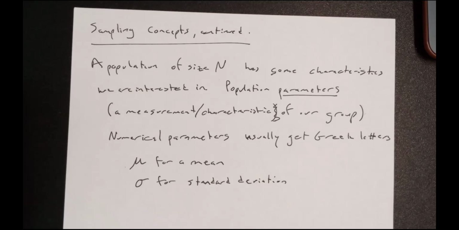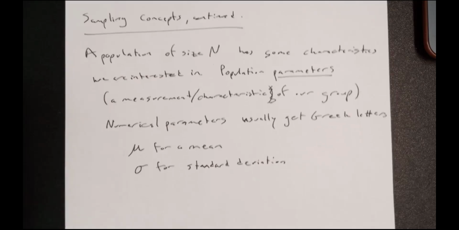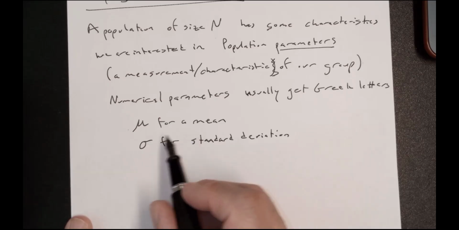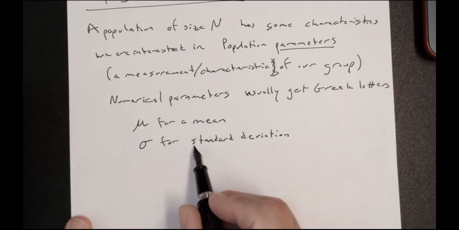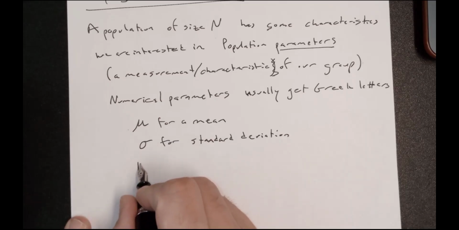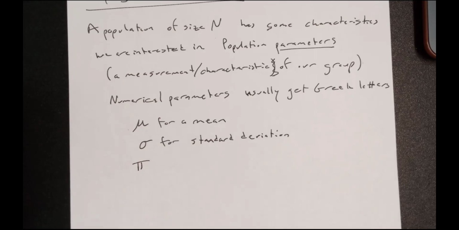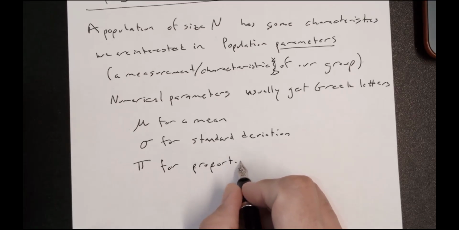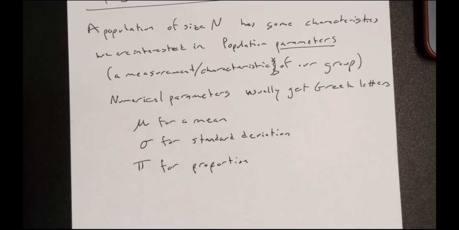Here's the one that makes me absolutely crazy. I want something for proportion. Wait a minute. Mu is an M, sigma is an S. I want a P for proportion. That's a number, dang it. No. In this class, pi's a variable. Makes me nuts. Twitch.